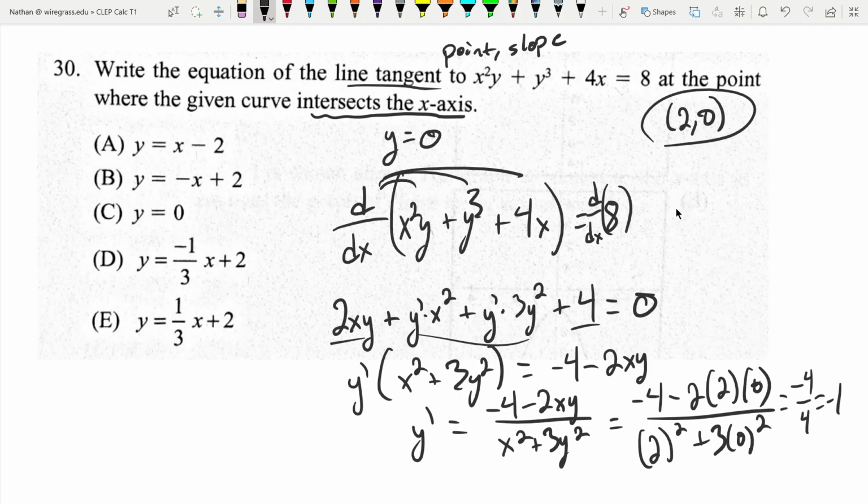So we can use the point-slope formula. Y minus y1, which is 0, equals the slope times (x minus x1). That's just going to be 2. I'm just plugging in these coordinates into there. That gives us y equals negative 1 times (x minus 2), or negative x plus 2. And that looks like B.